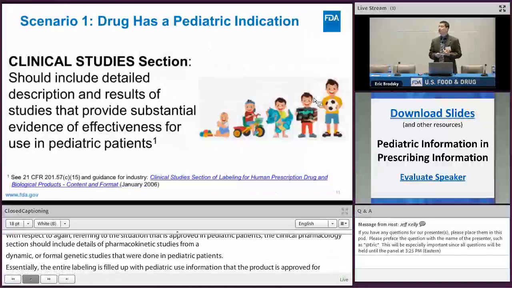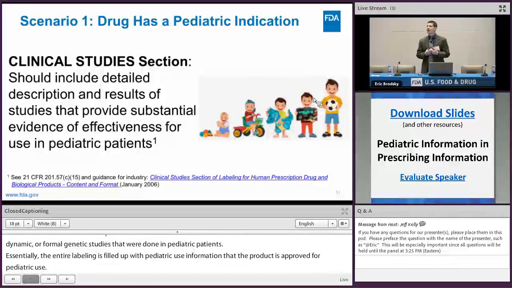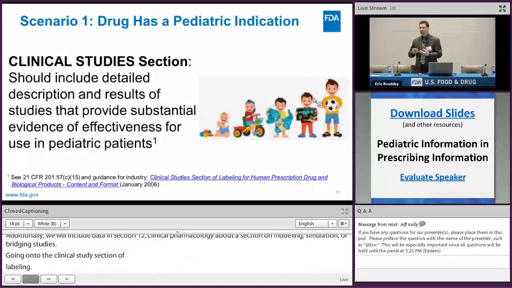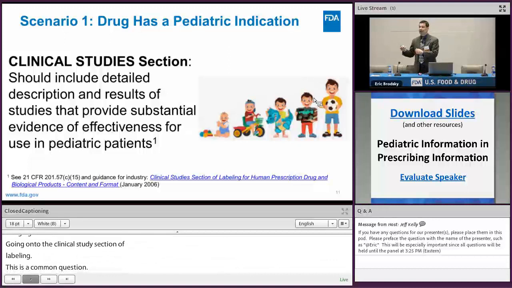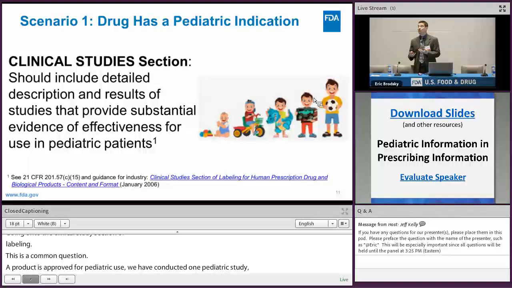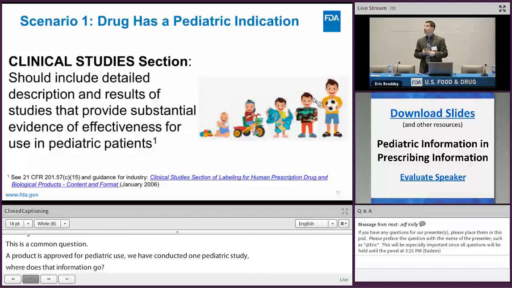Going on to the clinical studies section of labeling, this is a common question. A product is approved for pediatric use. We've conducted one pediatric study. Where does that information go? As Jeannie was talking about earlier regarding distribution of information in Section 6 and Section 14, adverse reactions and clinical studies, here I'm talking about distribution of information between subsection 8.4, the pediatric use subsection, and Section 14, clinical studies.